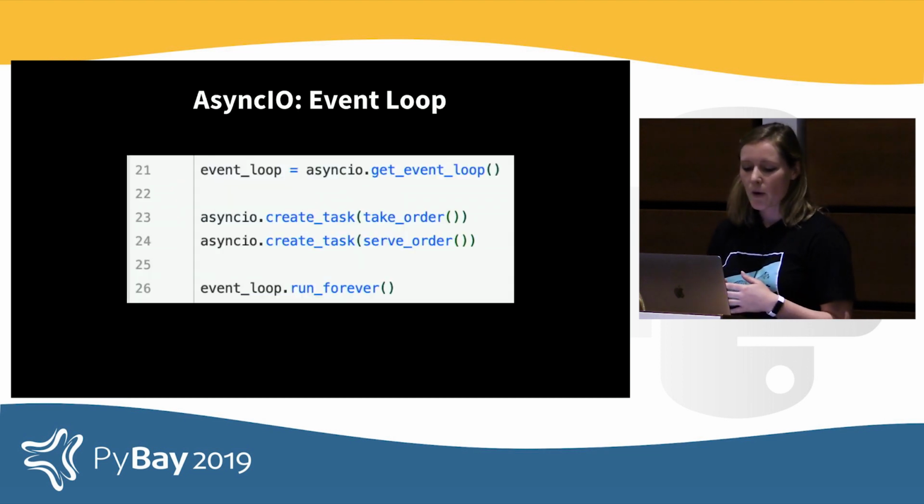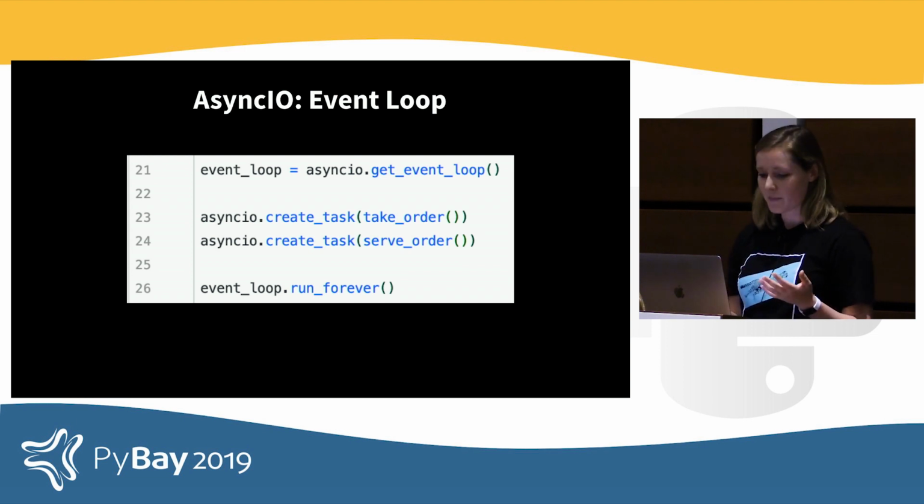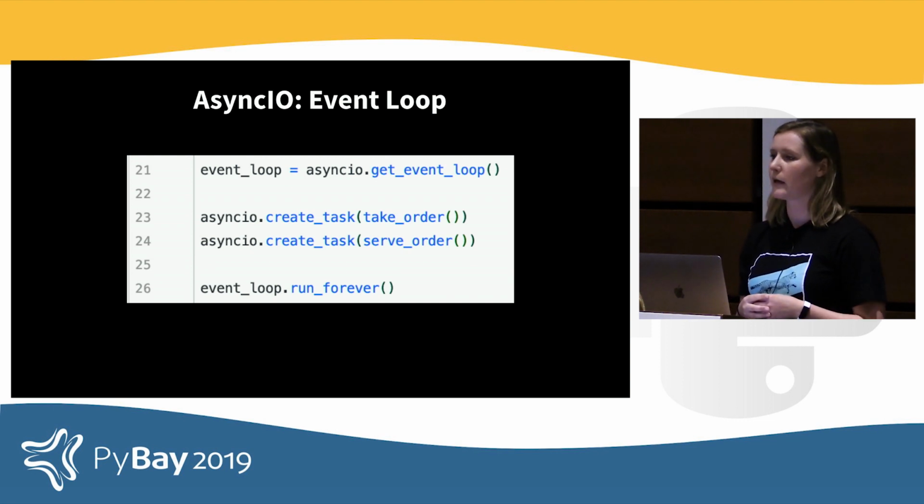And finally, we have our event loop. We didn't have to create our own event loop. Async IO provides that for us, and we just access it through get_event_loop. And then we create our tasks that we want the event loop to run with asyncio.create_task, and we pass it our functions, which are coroutines. And then finally, we're saying event loop run forever, because this restaurant is always open for business.